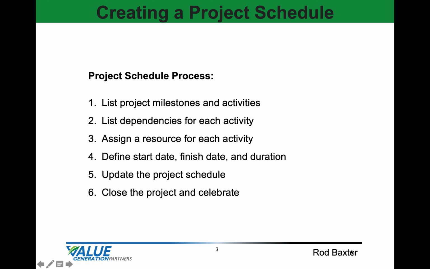Update the project schedule when percent complete changes for any given activity, such as 0, 5, 10, and 15%, or status changes for any given activity, such as on schedule, ahead of schedule, behind schedule, or complete, or if new milestones or activities are identified, or if the project scope or resources change. And finally, close the project and celebrate the completion.